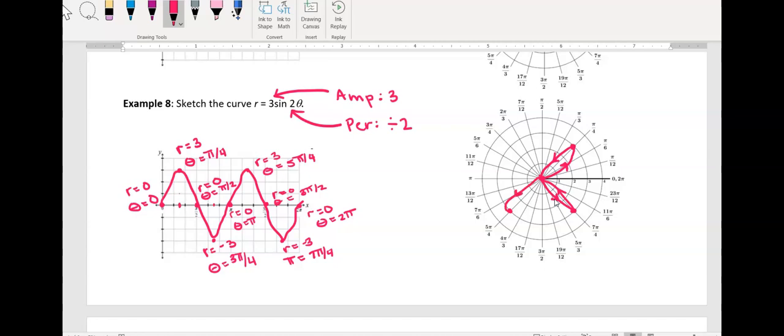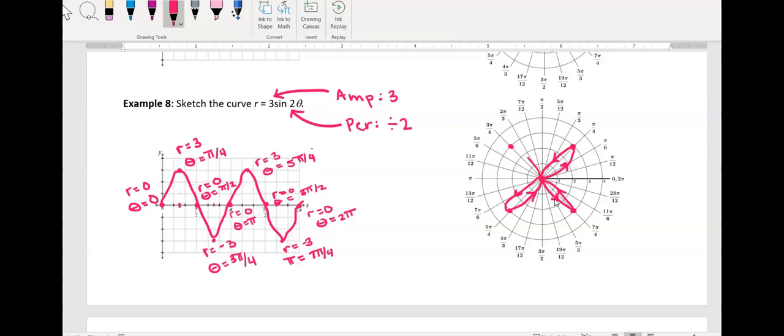And then it's going back to the origin at 3 pi over 2. So at 3 pi over 2, it's back to the origin, going back in. And then at 7 pi over 4, which is down on the right, it has a negative radius. So it's not going to be plotted on this side. It's going to be plotted on the opposite side of the line.